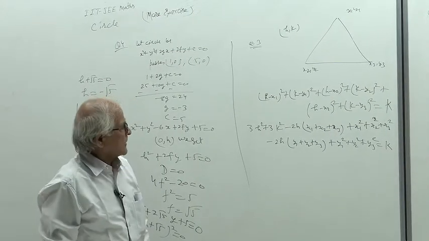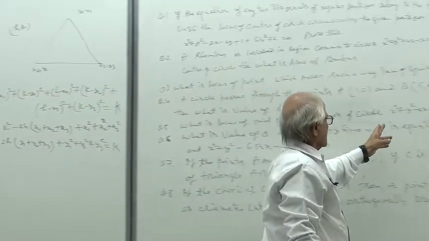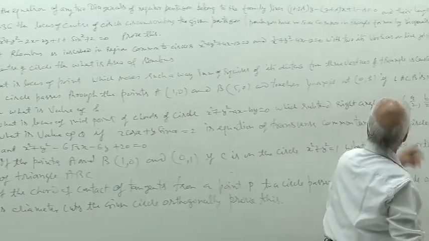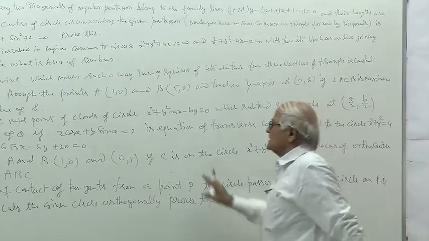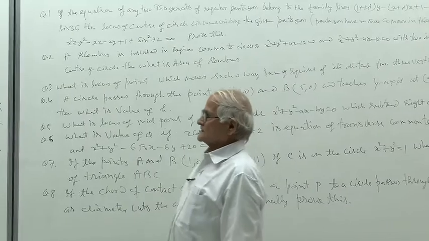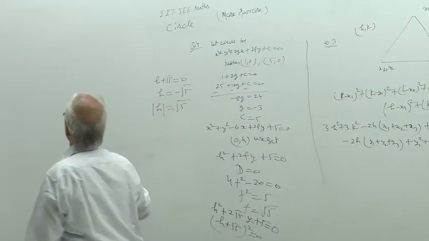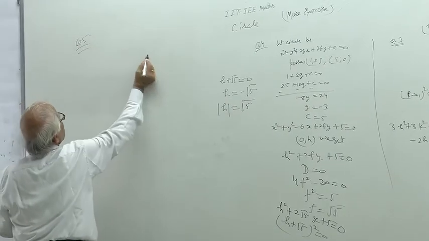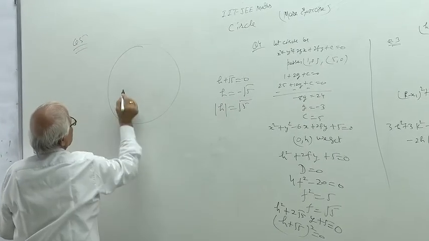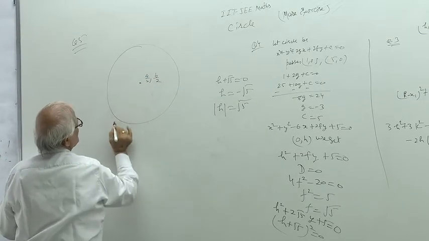We come to question 5. What is the locus of the middle point of the chord of the circle which subtends a right angle at (a/2, b/2)? Now you see this circle, here the center is at (a/2, b/2). We are solving question number 5. Now the circle is this, and the center is (a/2, b/2).